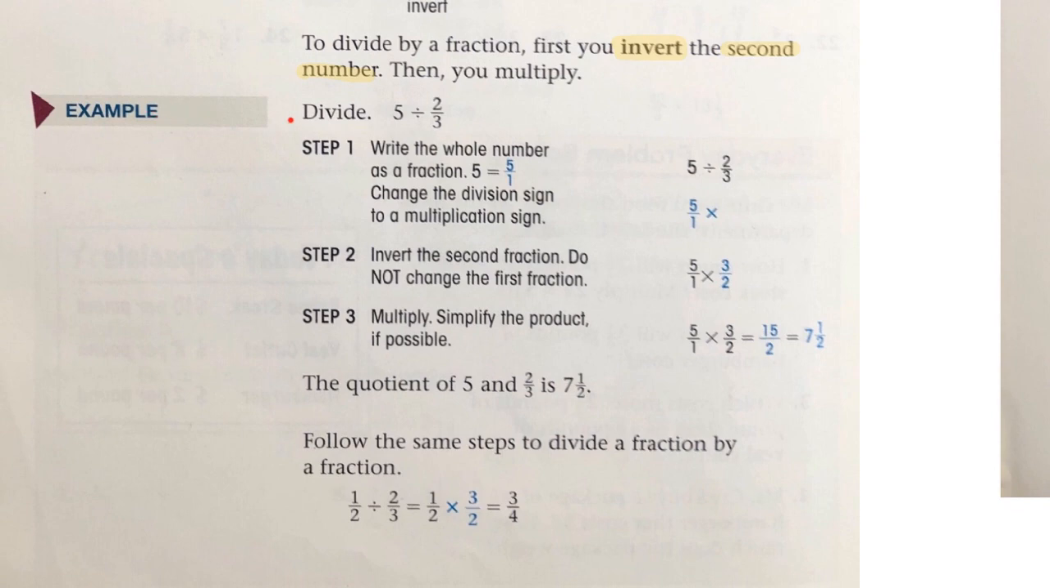For example, divide 5 by 2/3. Step 1, write the whole number as a fraction. So 5 becomes 5 over 1. Change the division sign to a multiplication sign. So the original problem, 5 turned into a fraction, and the multiplication sign changed from a division sign.